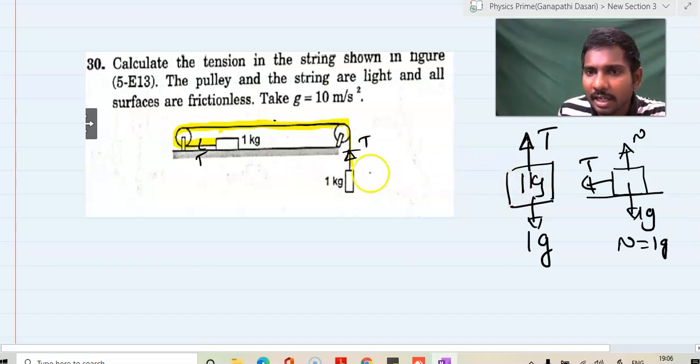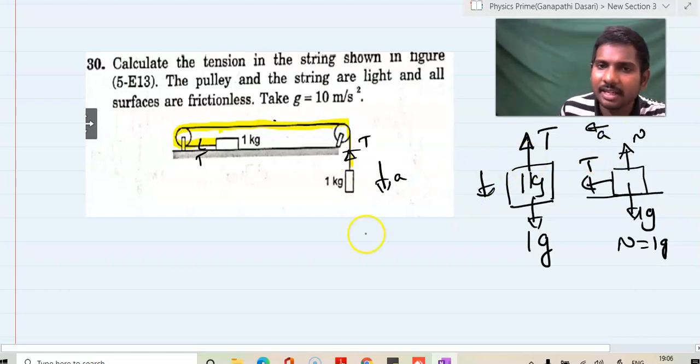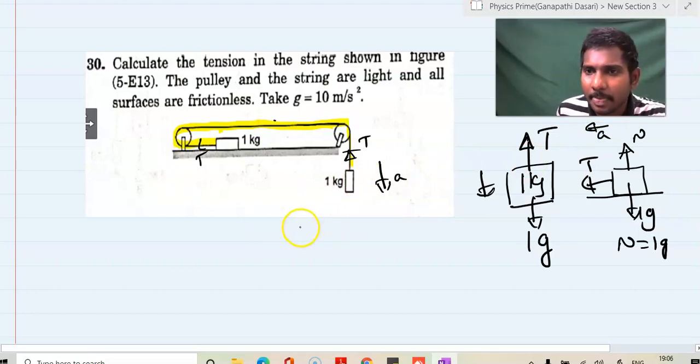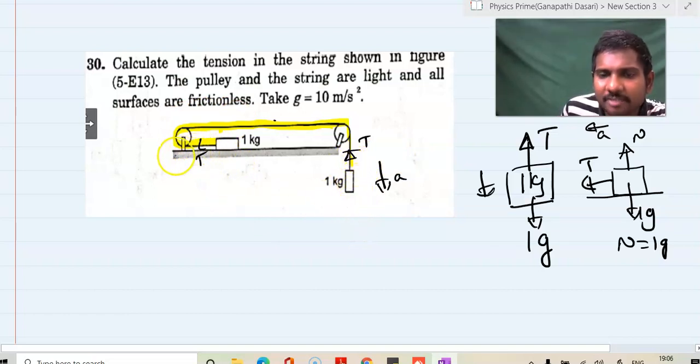If I'm assuming this is going downward with an acceleration a, this should go in the left side direction with an acceleration a because the string is connected and continuous and only one string. However much distance this 1 kg block goes down, the same distance this 1 kg block will go in the left side direction.